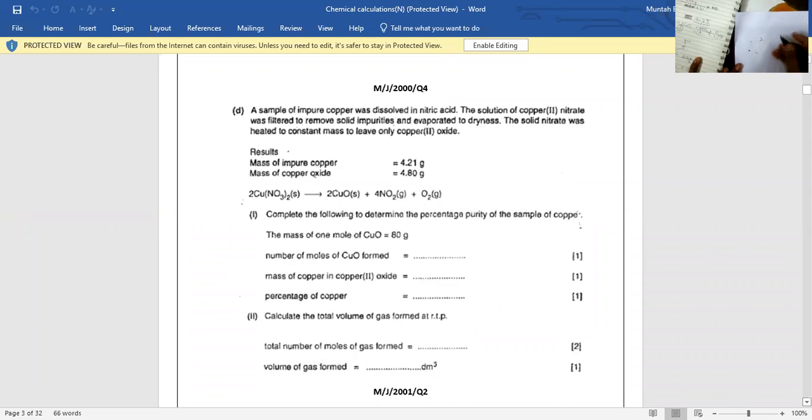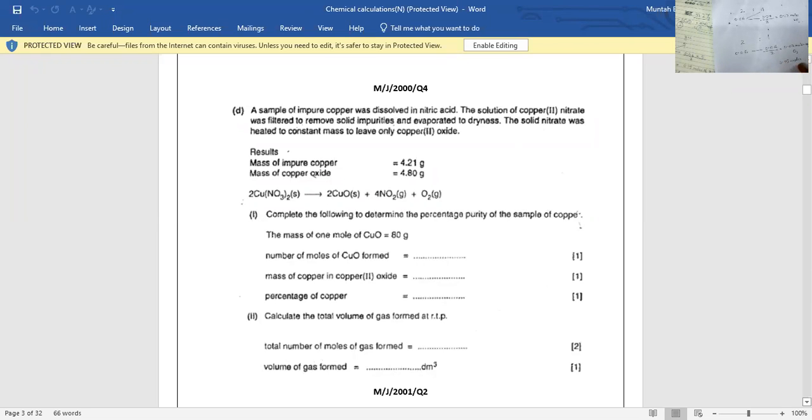Okay, 2:4 is the ratio. So copper oxide moles is 0.06. Now get hold of your calculators. 0.06 divided by 2 is 0.12 moles of nitrogen dioxide. And then we have 2:1. So 0.06 divided by 2 would be 0.03 moles of oxygen. So total moles will be 0.12 plus 0.03, which is 0.15. Yes, same thing.